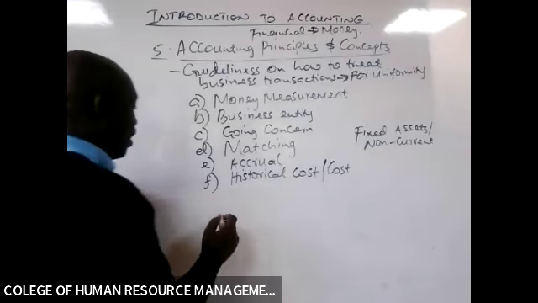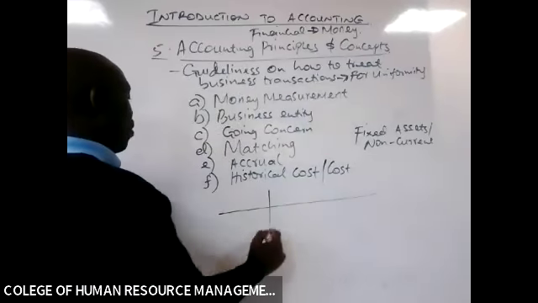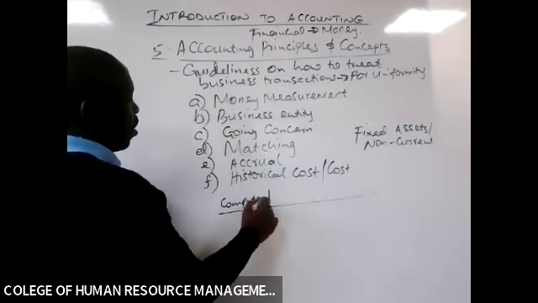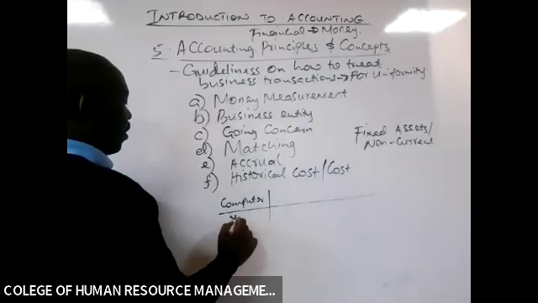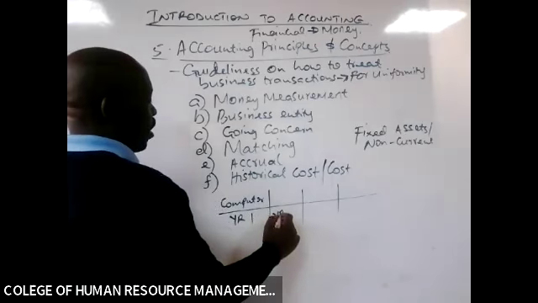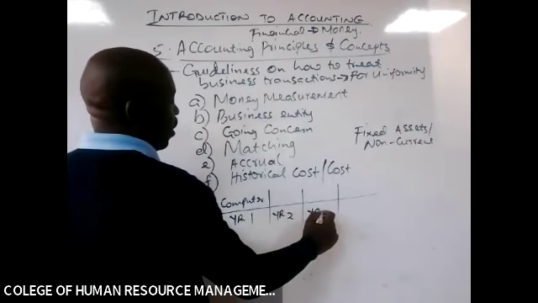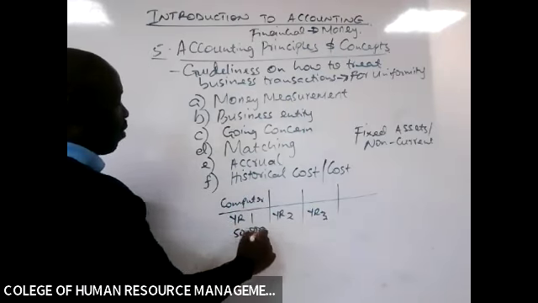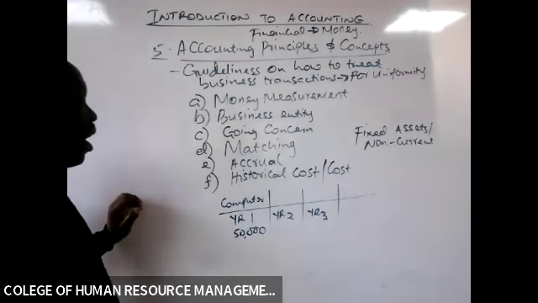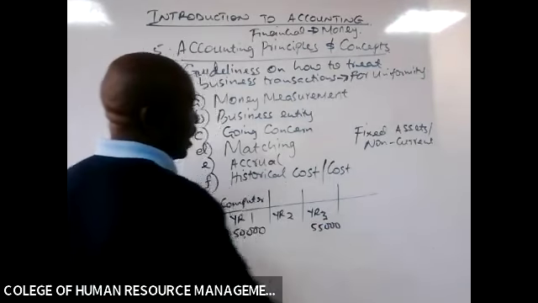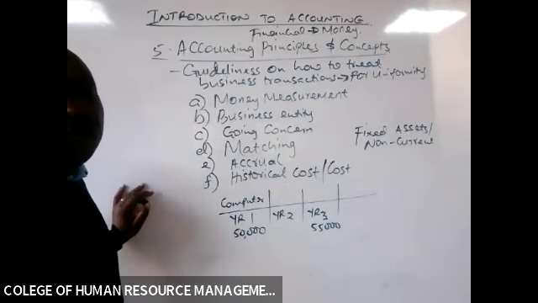So let me go back here. You bought your computer in year one. Then here we have your year 2, year 3. When you bought it, it was having a cost of 50,000. After 2 years here, the cost of that computer in the market is 55,000.